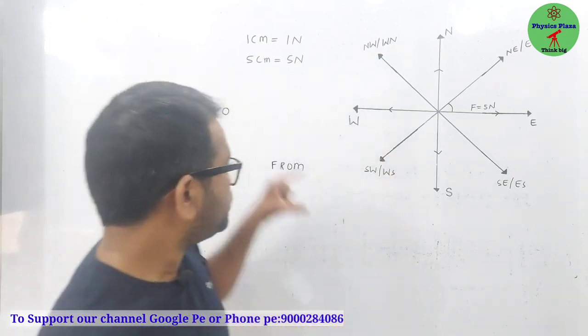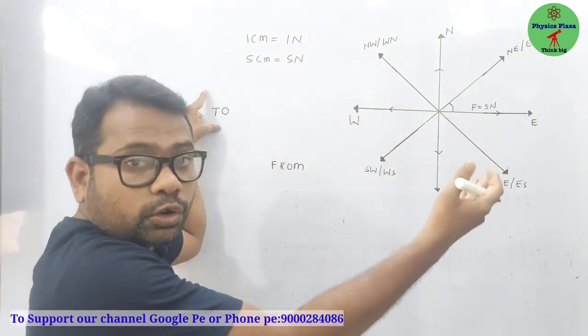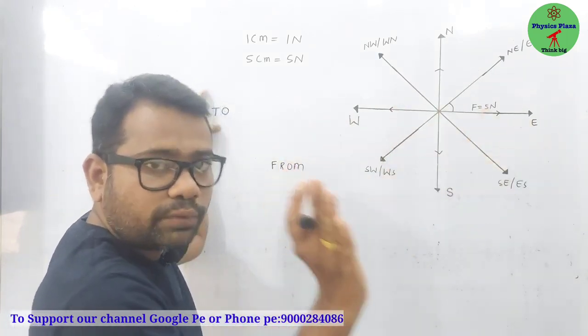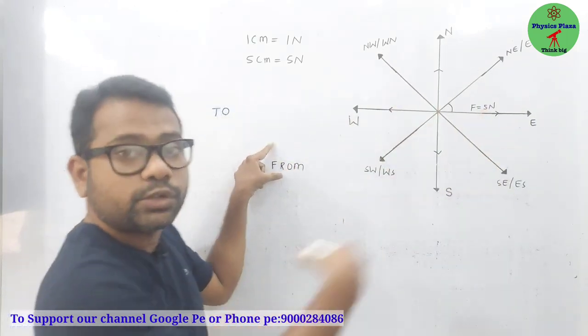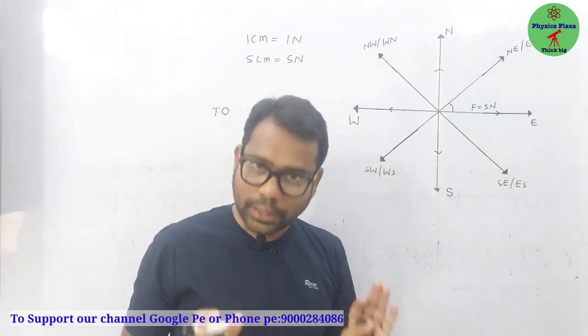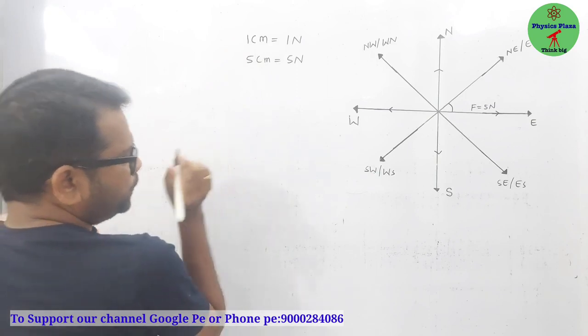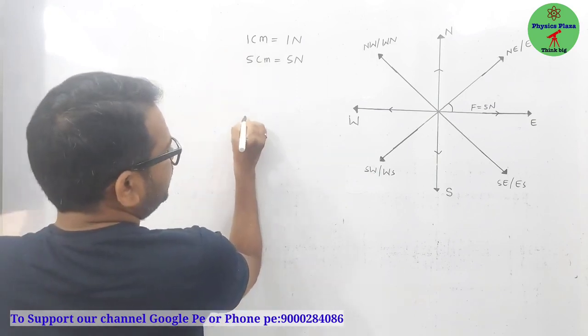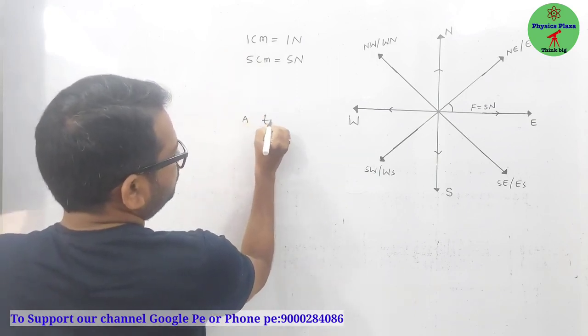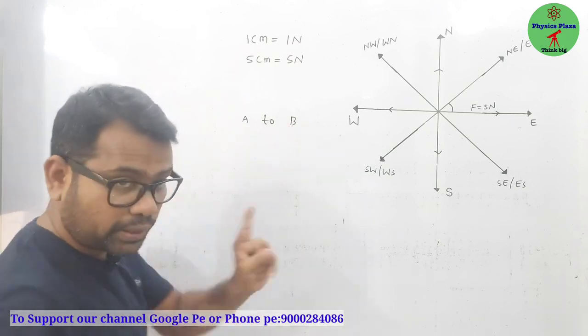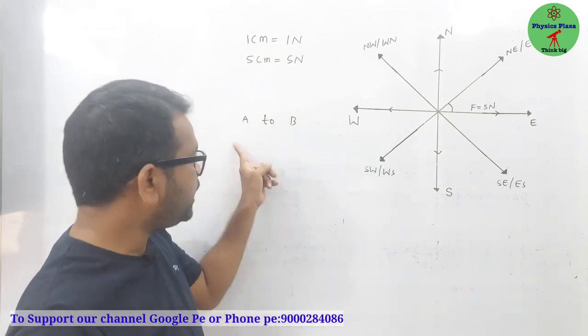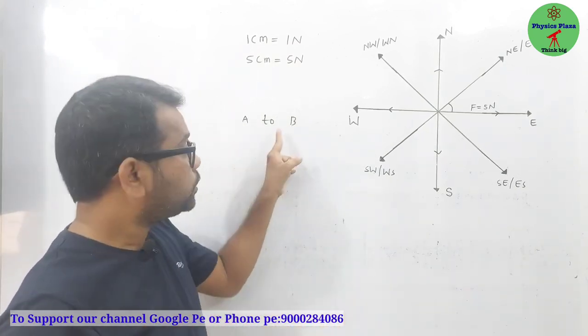I repeat once again. To where you are sending that letter, that should come first. From where that letter is going, that should come second. Is it clear? Fine. Now, for example here, if a particular person is going from A to B, again I repeat, a person is walking from A to B.